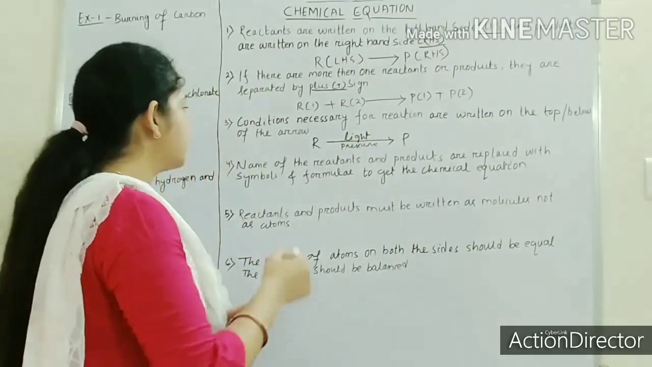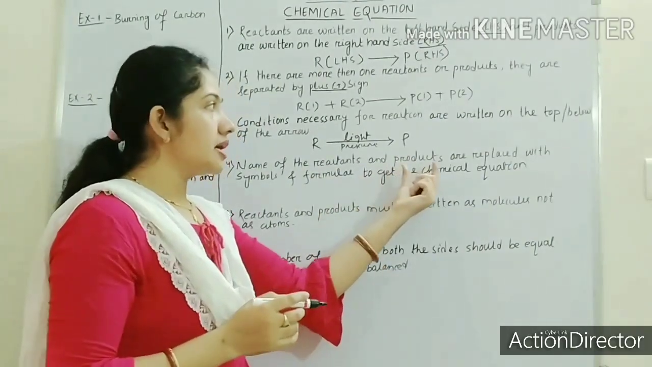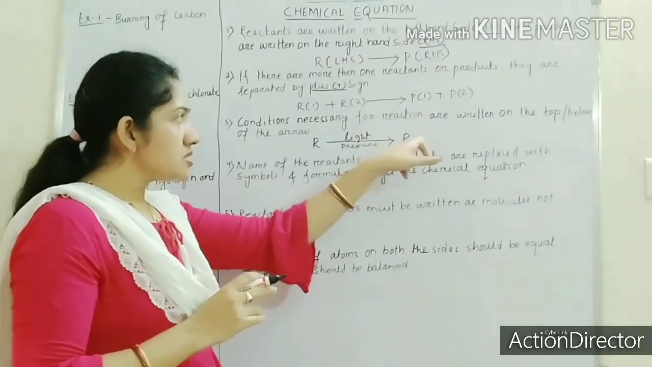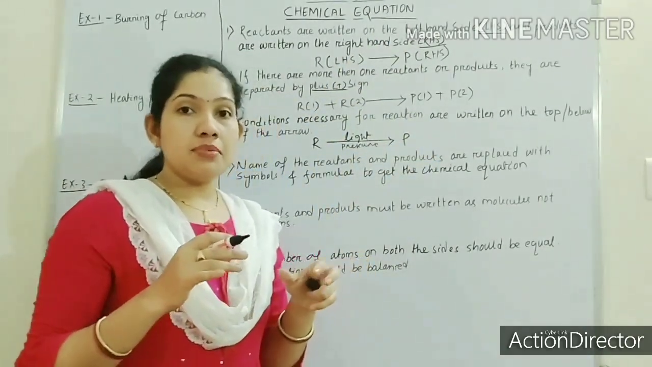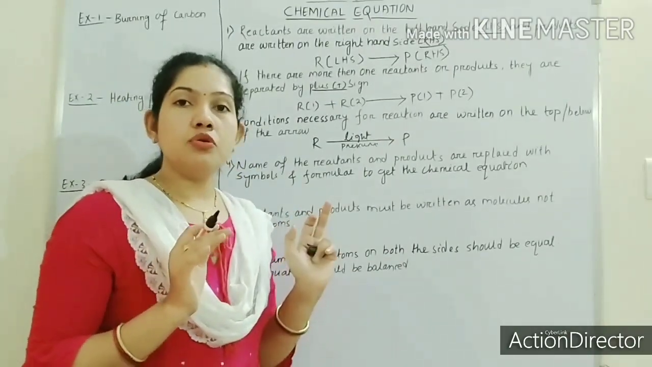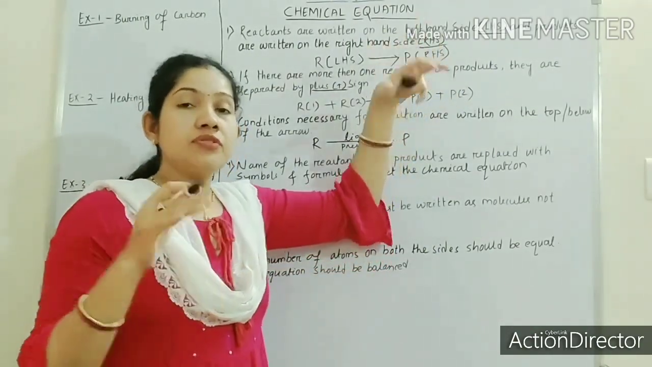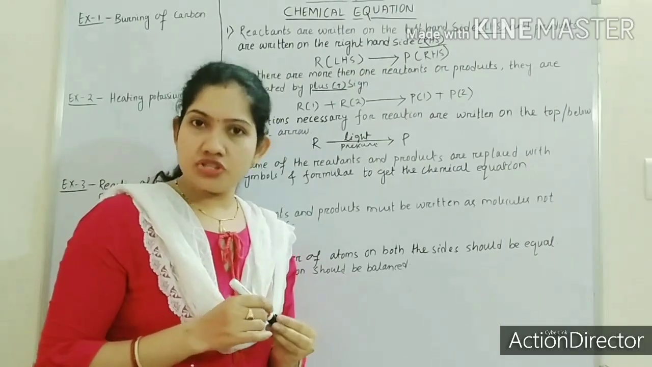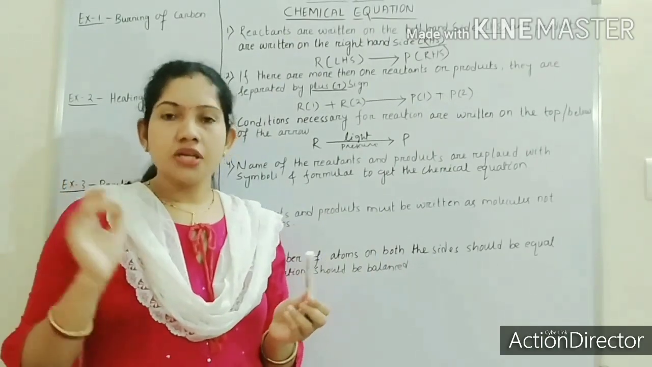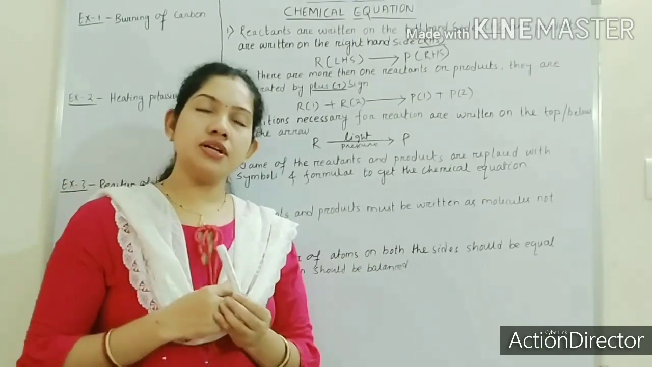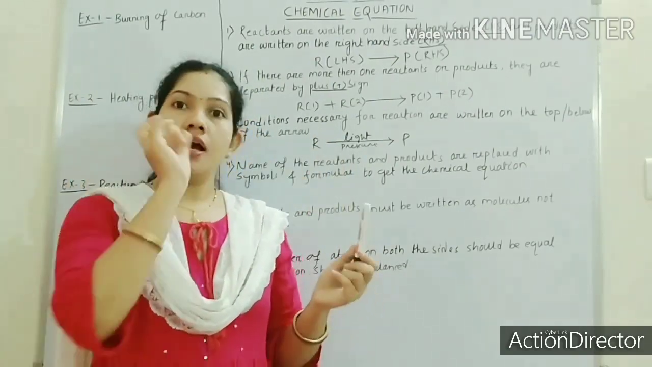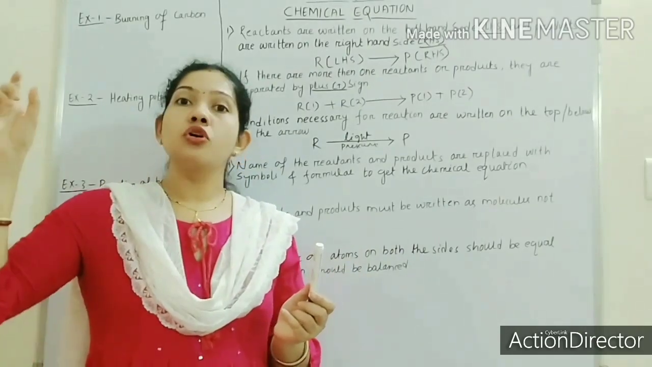Next, the names of the reactants and products are replaced with symbols and formulas to get the chemical equation. After this, we will discuss some examples, so that we have a clearer idea. When we write an equation for a chemical reaction, at first we write the word equation. As I said, if I tell you to write the equation for formation of water, we start with the word equation: hydrogen plus oxygen gives water.